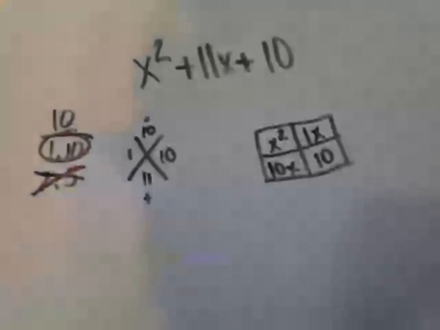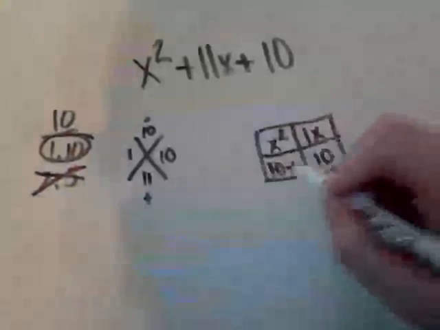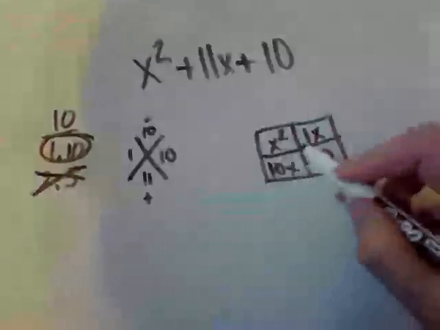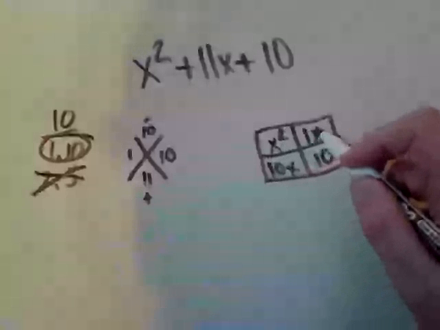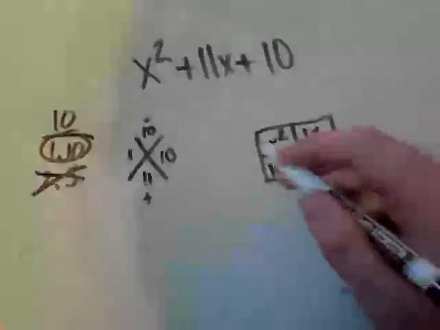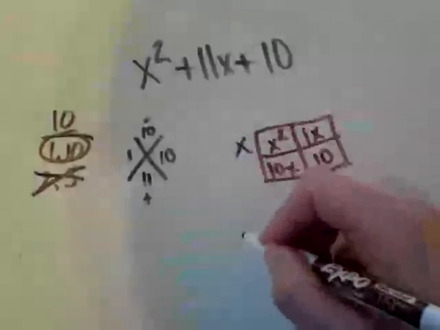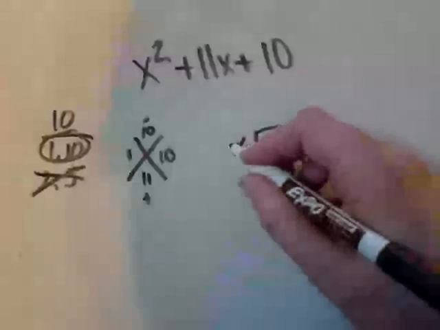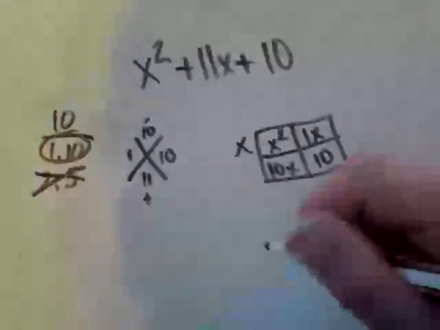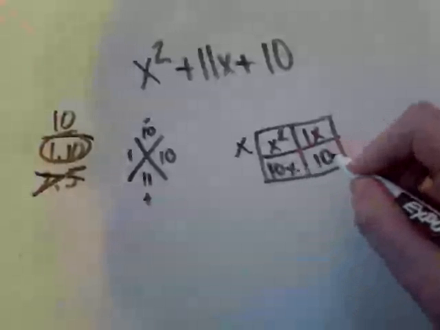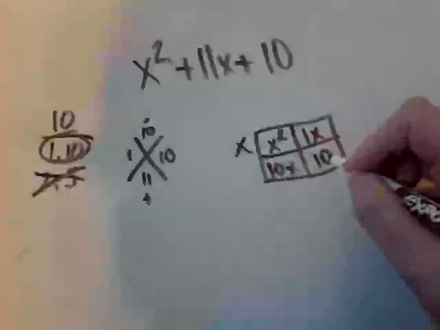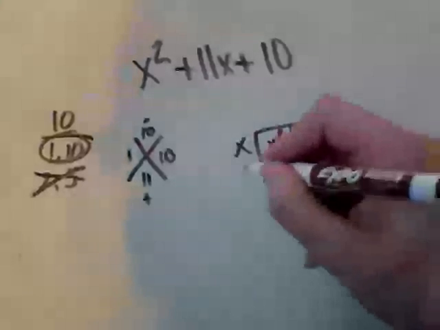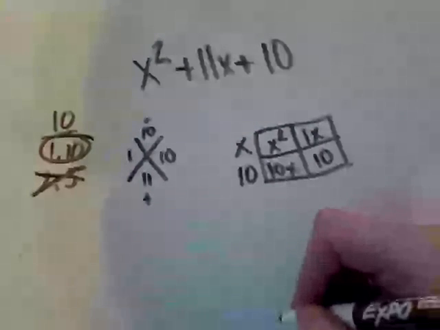Okay, now we're going to factor out the greatest common factor for each row and each column. So with the top row here, I have x squared and I have 1x. Well, they both have an x, right? So we can factor that out. And they both have a leading coefficient of 1, right? So I'm going to factor out my 1x. In the next row, these both have a 10, but they do not both have an x. So we're going to factor out a 10.